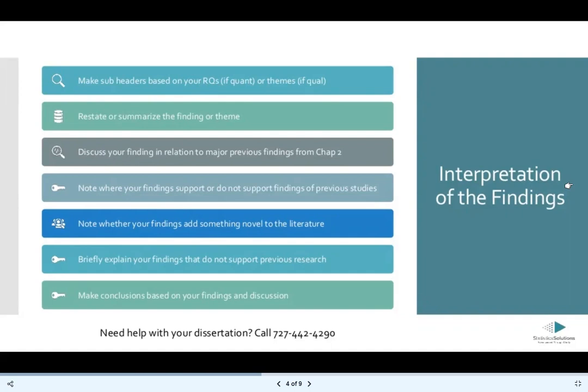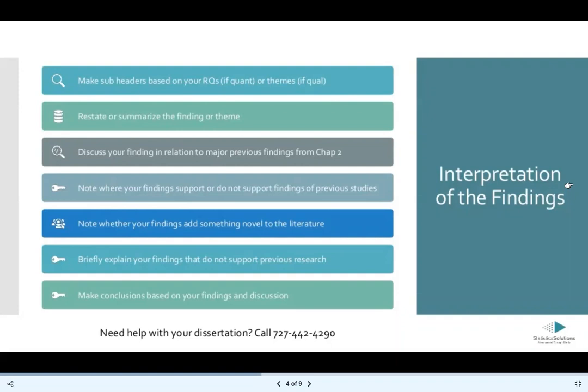Again, you're going to want to talk about your findings in the context of how they relate to previous research. So that might look like saying something like, in the present study, we found XYZ, which confirms previous research conducted by a specific author. So really pointing out those citations from your chapter 2 as they relate to previous research and as it relates to your particular study.